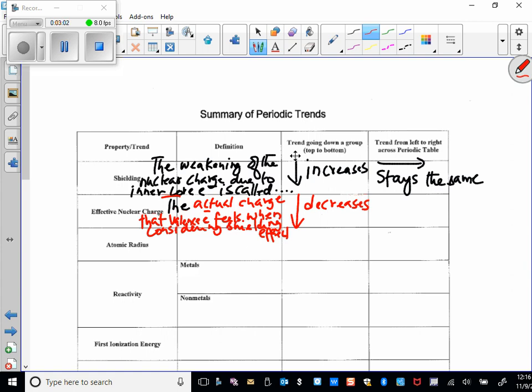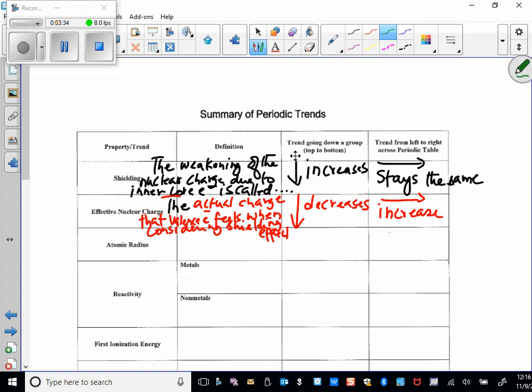Those who haven't answered should put up their hands and answer. Yes, Matthew? It increases. Why does it increase? Because the core electrons remain the same, but the nuclear charge increases, or the number of protons increases, increasing the effective nuclear charge. Yes or no?